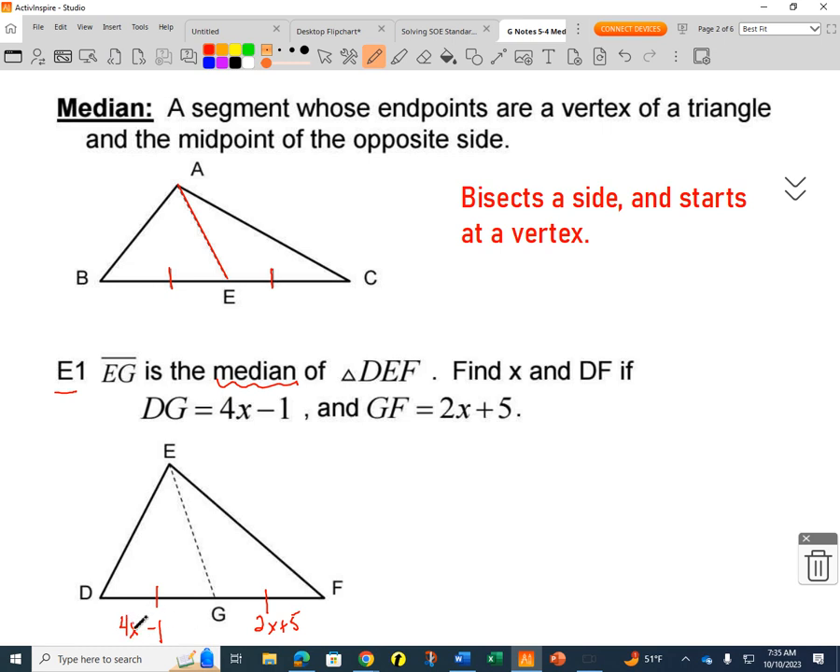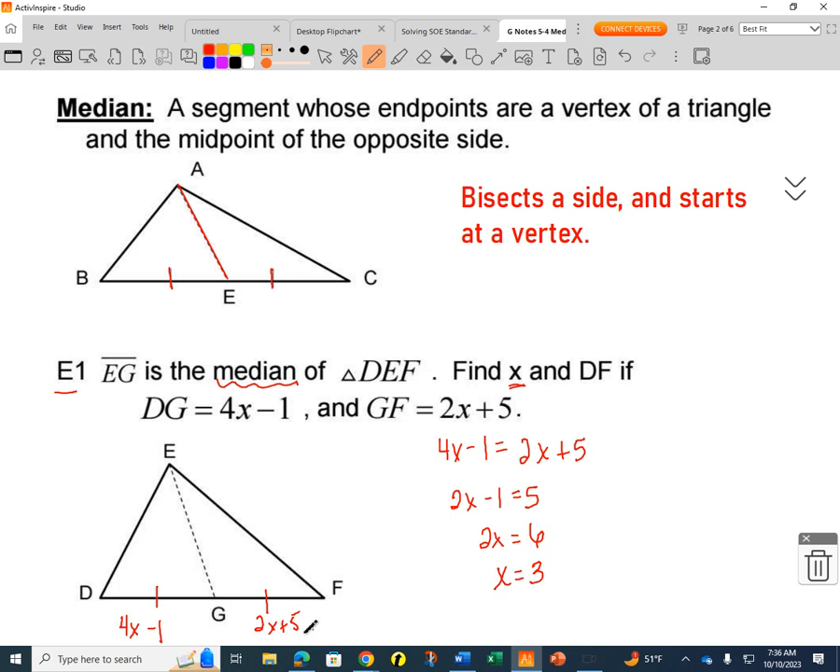Remember, this expression represents the measure or the length of DG. This represents the measure or the length of FG. So when we're talking about the measures, then we can set them equal to one another and solve. So I'm going to go ahead and do that. We're finding X. We don't have to find any lengths here. So I have variables on both sides. I'm going to subtract 2X from both sides. And now I have 2X minus 1 equals 5. I'm going to add 1 to both sides. So now I have 2X equals 6. And I'm going to divide both sides by 2. So now I know that X equals 3.